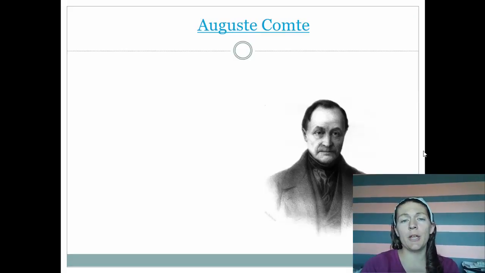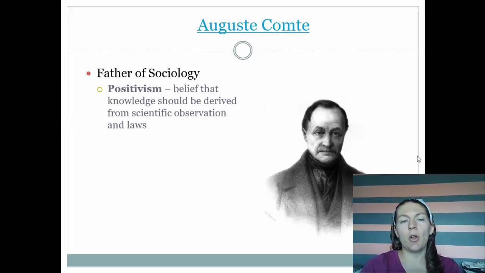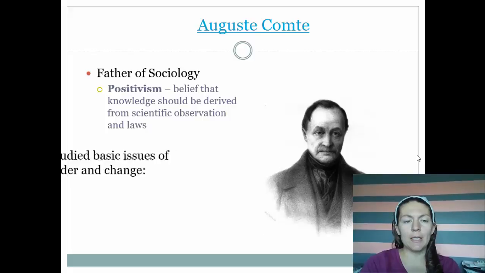The first person who we're going to talk about is Auguste Comte, and he is considered the father of sociology. He's the first person to provide a program for scientific study of society. He actually was calling it social physics at the time. So much like physics looks for laws, he used something called positivism. He believed that knowledge about society should be derived from scientific observation and the creation of laws. So looking for something more concrete.